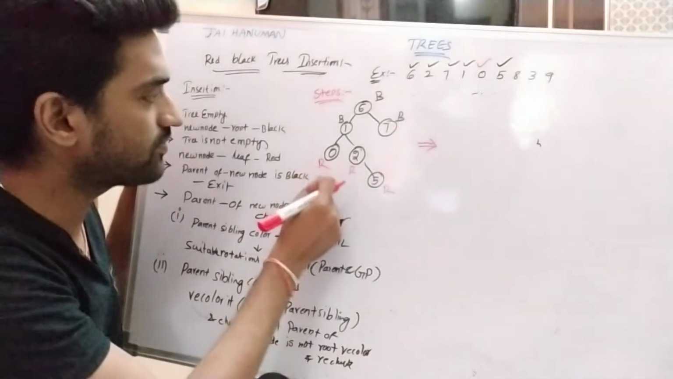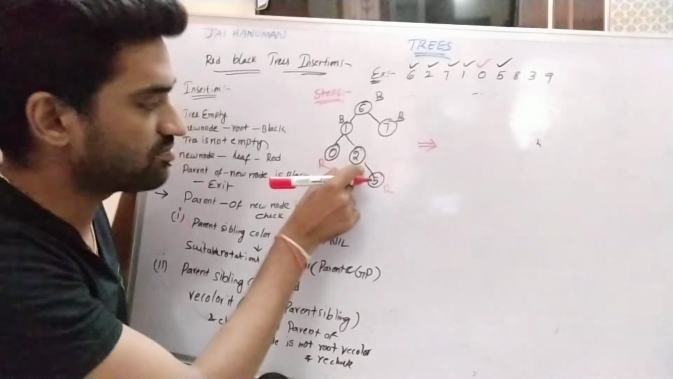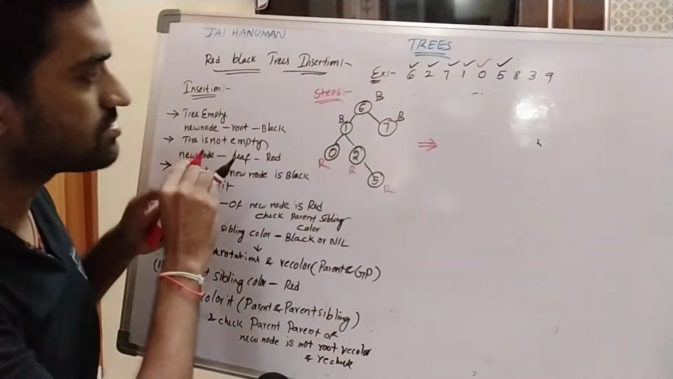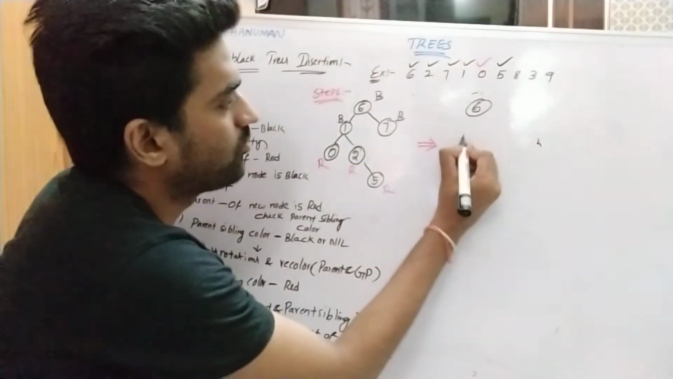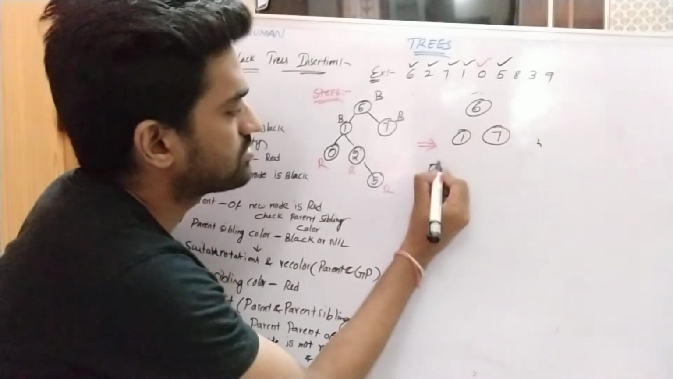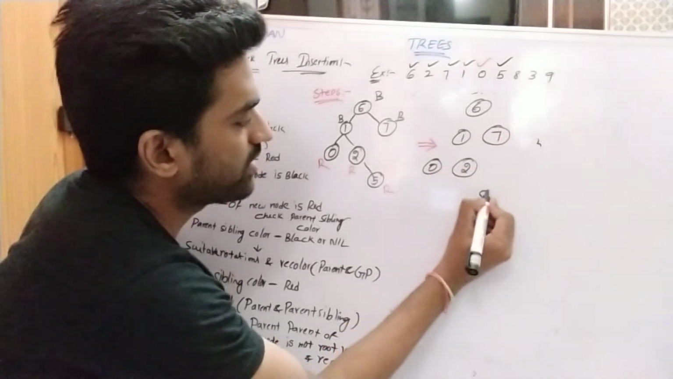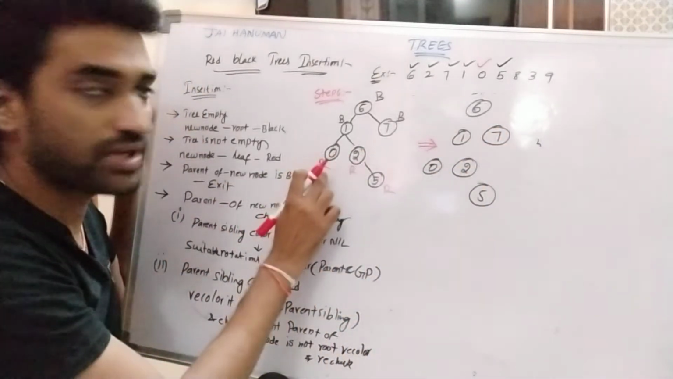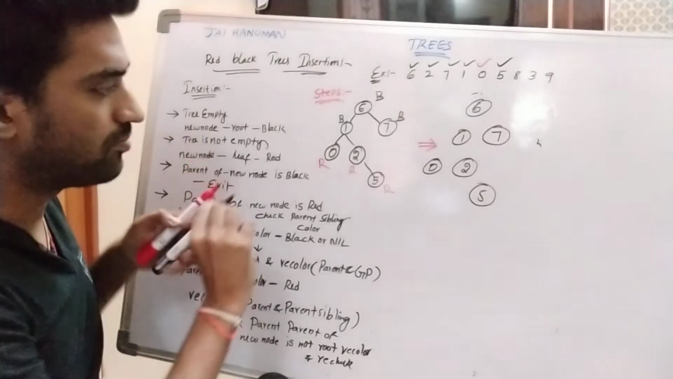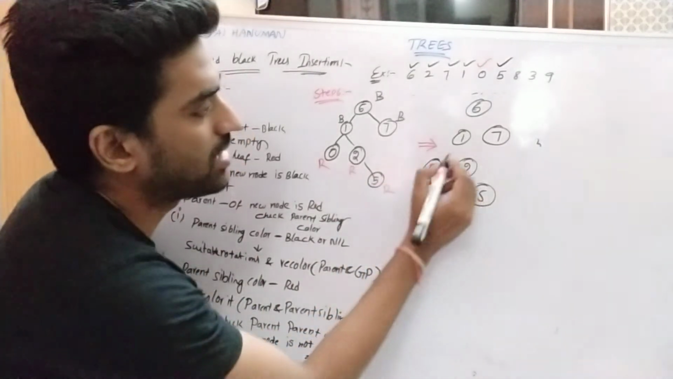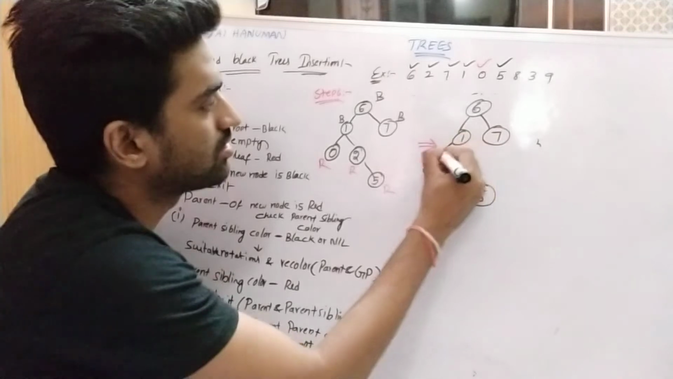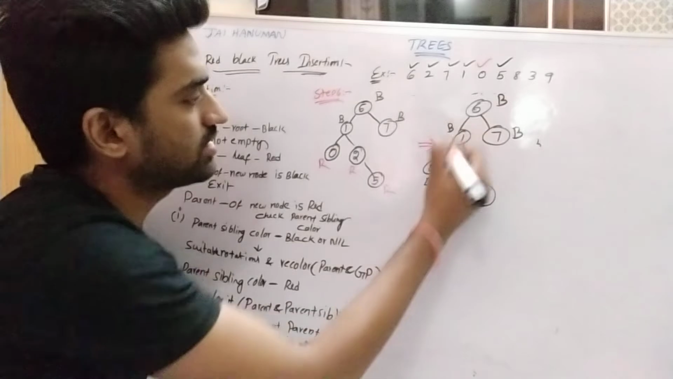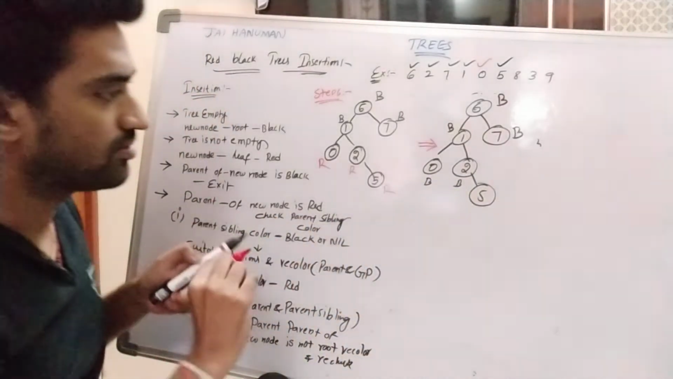So here recolor the parent and sibling, right? Now the tree becomes like this: 6, 1, 7, 0, 2, 5. So here we are recoloring the parent and parent sibling. Now this becomes black, this becomes black. So black, black, black. This is red.